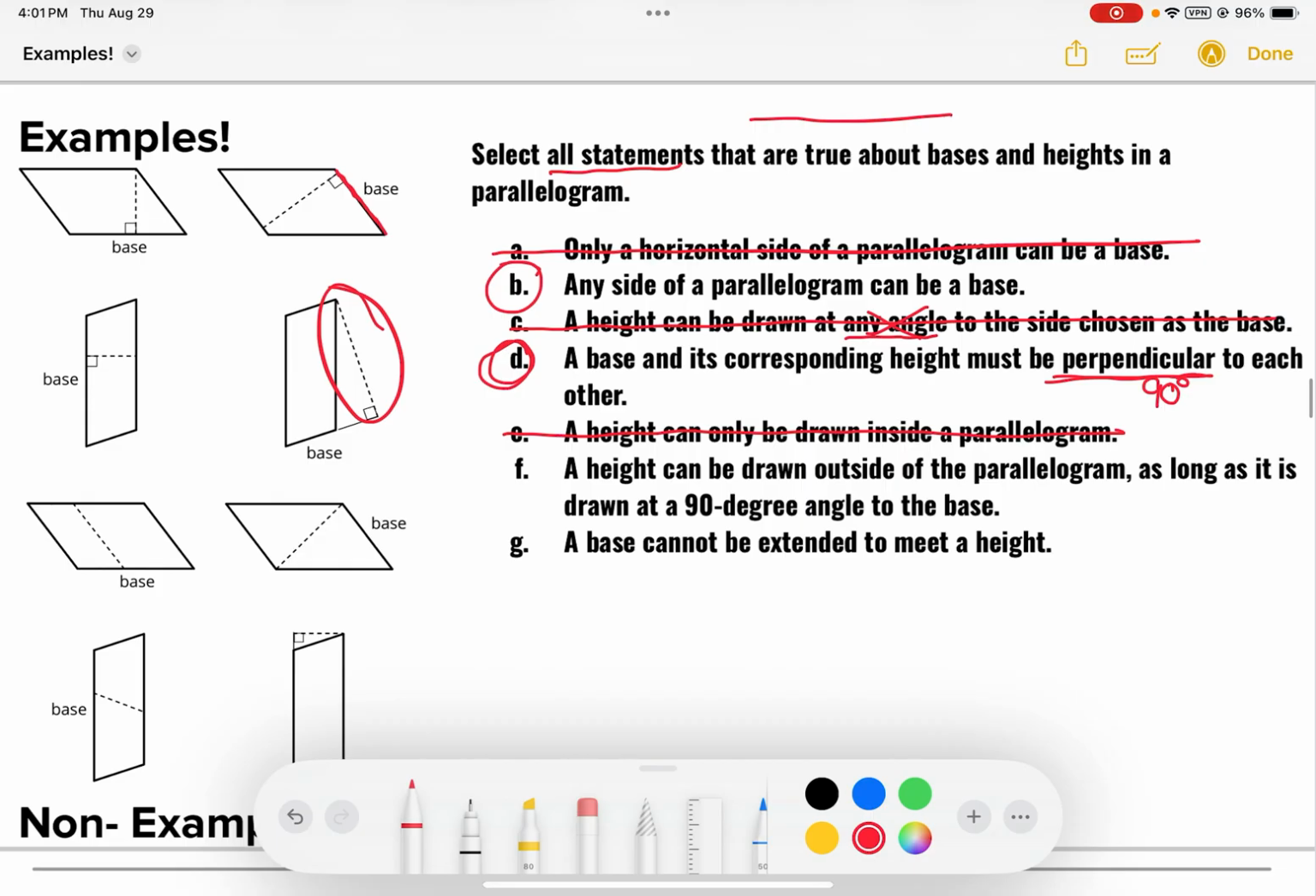F, a height can be drawn outside of the parallelogram as long as it is drawn at a 90-degree angle. So here's that example again. Perfect example. It's outside, but does form a 90 degree. So yes, that one works. And then the last one, a base cannot be extended to meet a height. Again, this example right here shows it could be extended to form a height because we have our height right here. So that one does not work. So the only ones that do work are B, D, and F.